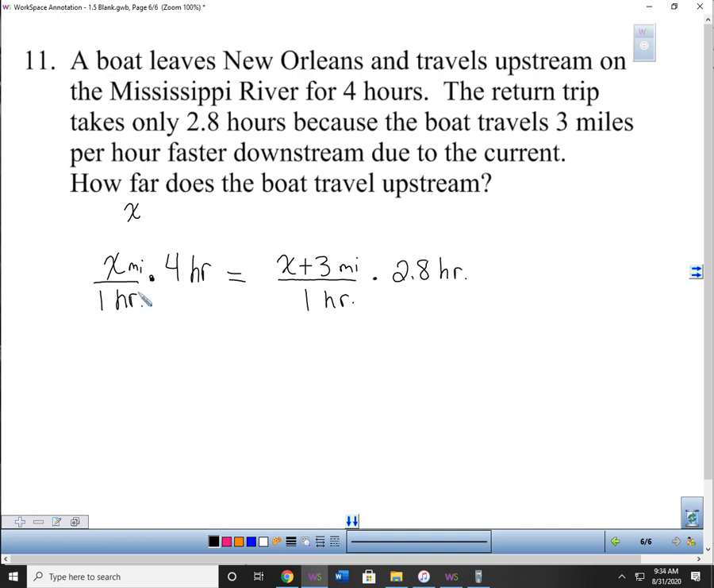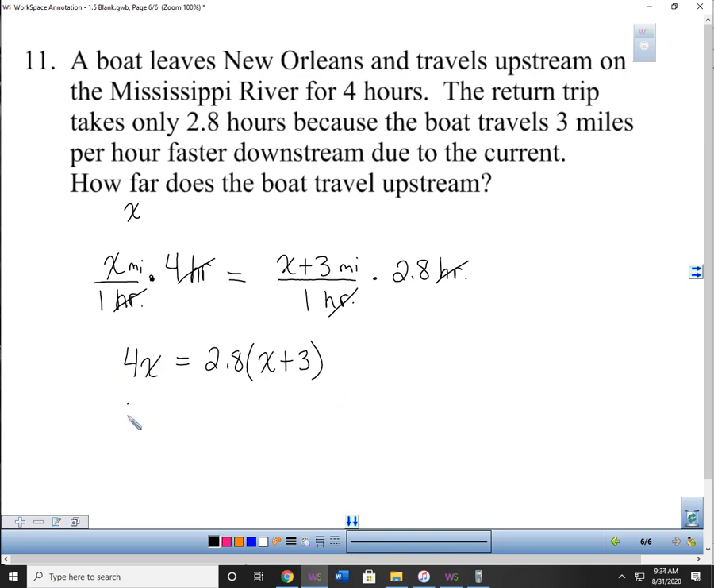So now if you think about this, and you do a lot of this in science too with conversions, you have X miles in 1 hour, your hours cancel, correct? So now you just have 4 times X miles is equal to, same thing here, hours cancel, and so you just have 2.8 times this stuff. Now, remember, if I have 2.8 and I'm multiplying that times more than one thing, I need parentheses. So now I just have an equation that I can solve.